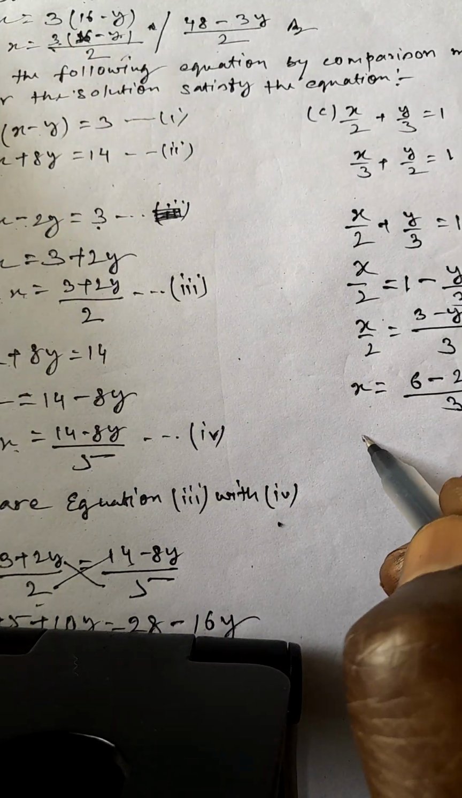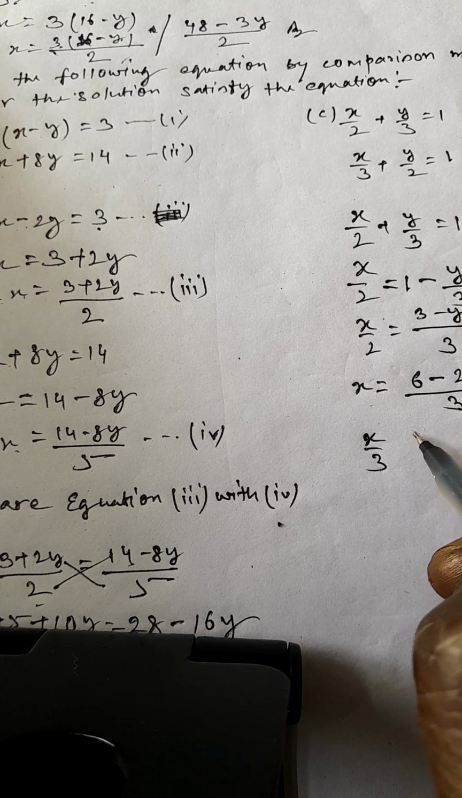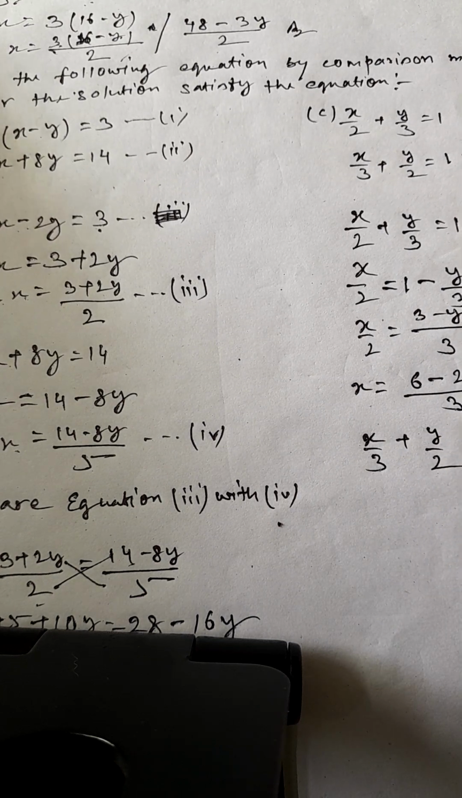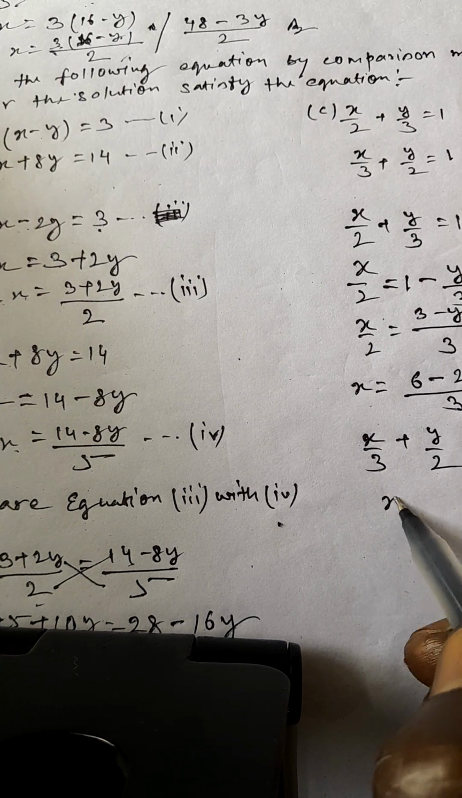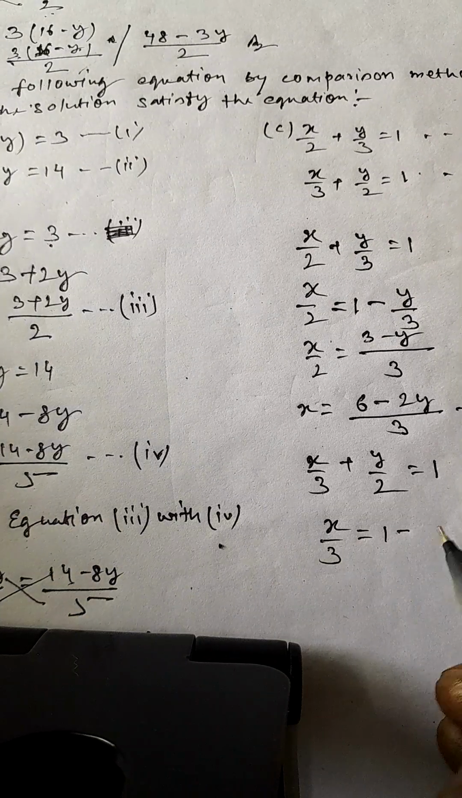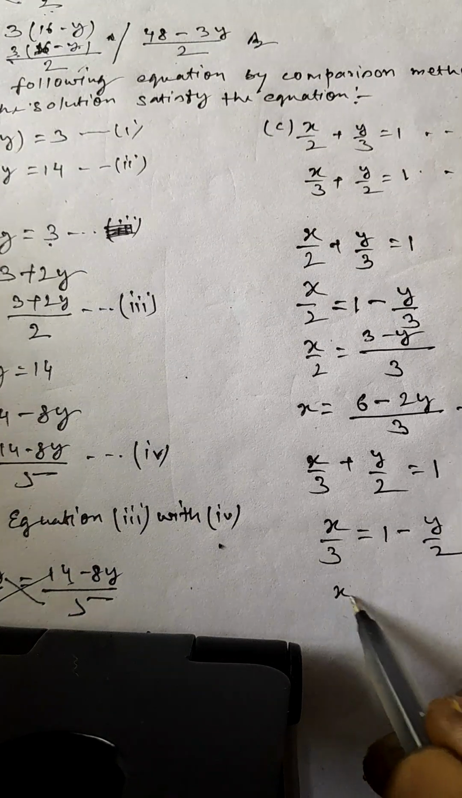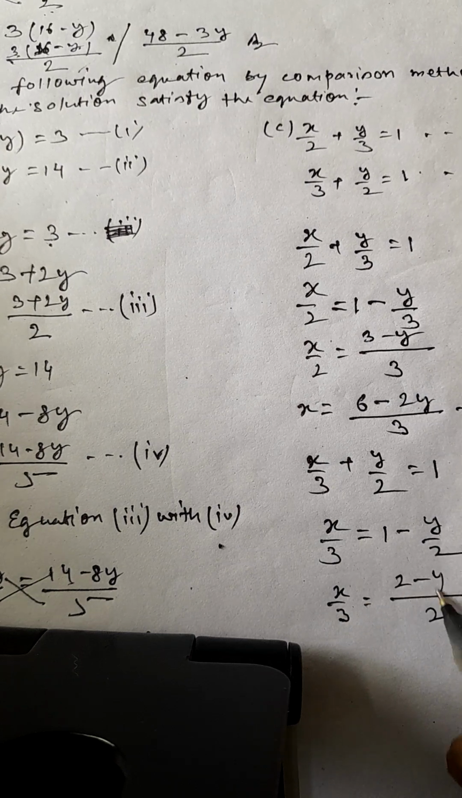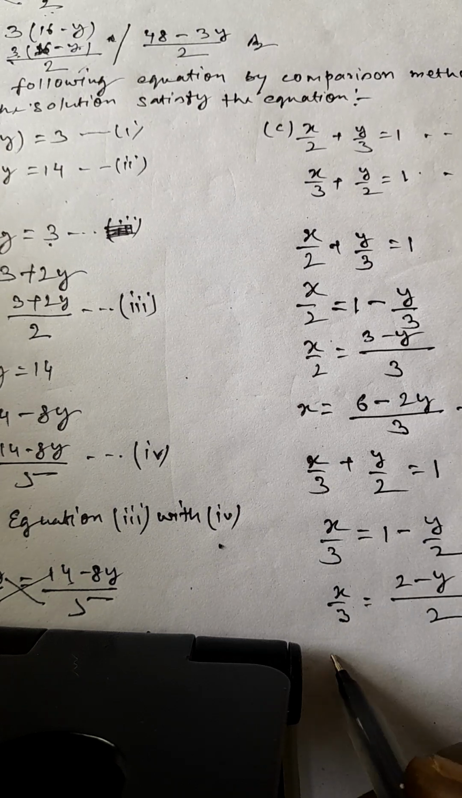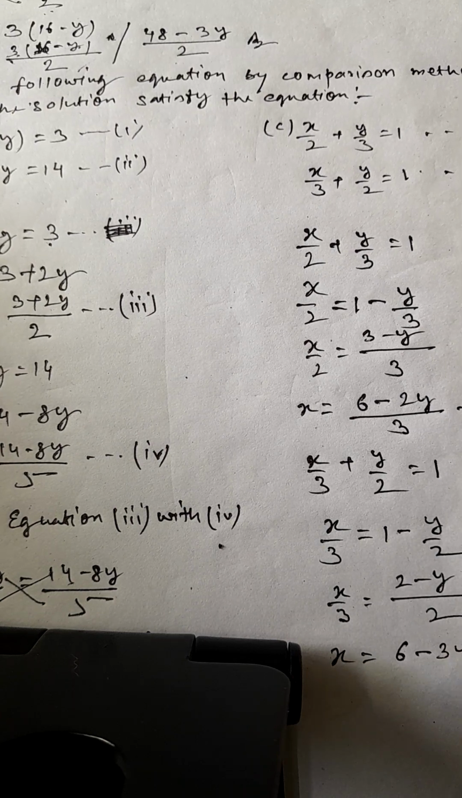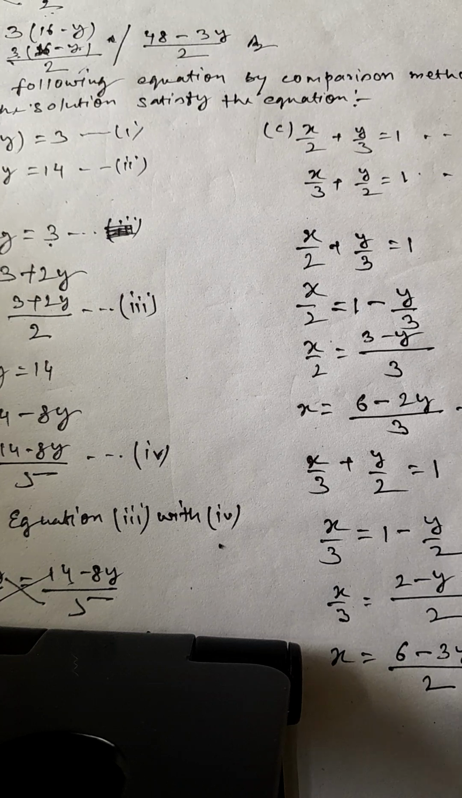So this will be x upon 3 plus y upon 2 equals 1. If you solve it again, you will get x upon 3 equals 1 minus y upon 2. So x upon 3 will be here; take the LCM of this, 2 1 ja 2 minus y, multiply with this, then you will get x is equal to 3 2 ja 6, 3 into y, 3y divided by 2. So this is equation number 4.